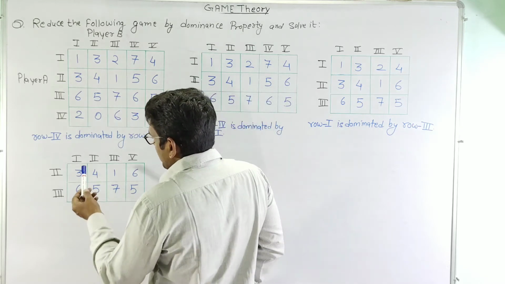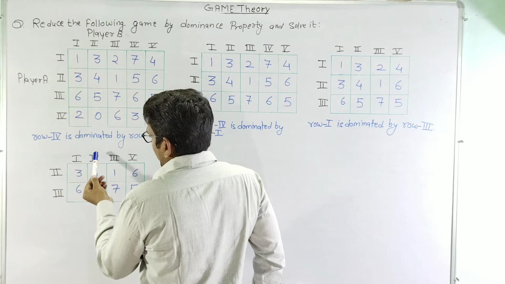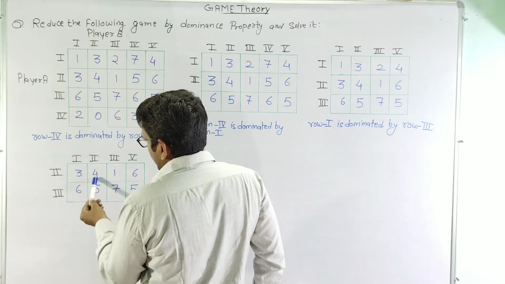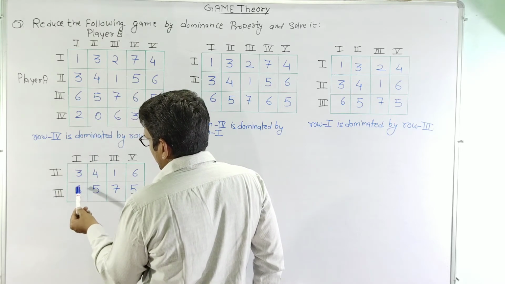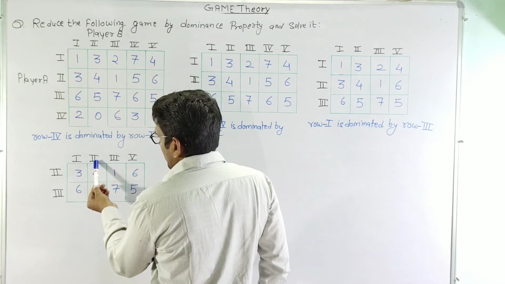Now let us compare columns. First we'll compare column 1 and column 2. So 4 is greater than 3, but 5 is less than 6. So there is no dominance between column 1 and column 2.